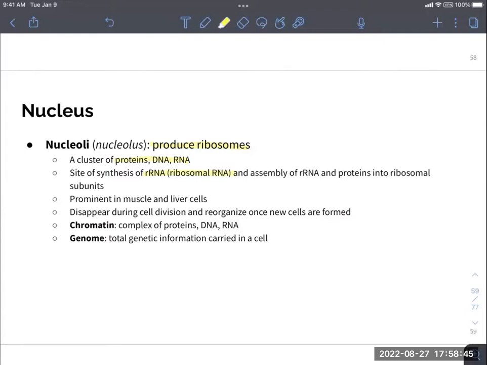We have chromatin in the nucleus, which is the proteins, DNA, and RNA. And we have what is a genome, which is your genetic code for that entire cell. Every cell has the genetic code to make up who you are.